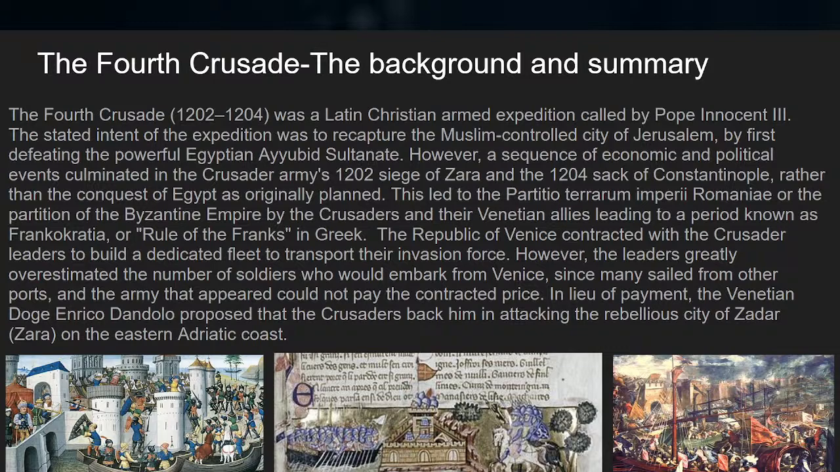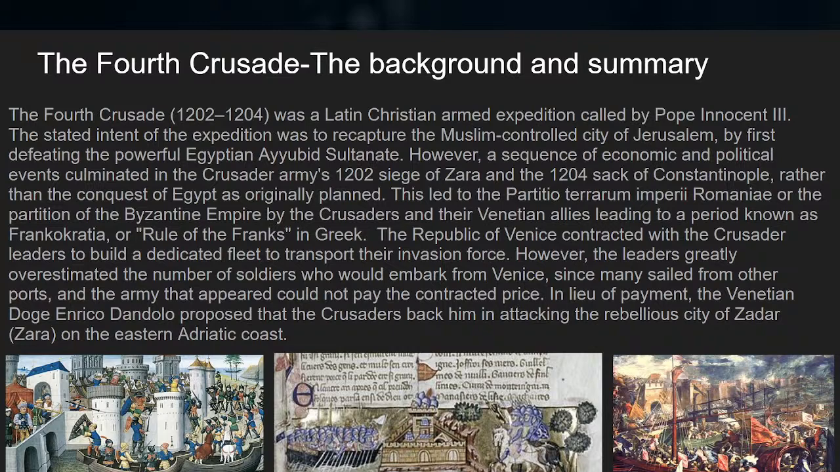However, a sequence of economic and political events culminated in the Crusader army's 1202 siege of Zara and the 1204 sack of Constantinople, rather than the conquest of Egypt as originally planned. This led to the Partitio Terrarum Imperii Romaniae, or the partition of the Byzantine Empire in Latin, by the Crusaders and their Venetian allies, leading to a period known as Francocratia, or rule of the Franks in Greek.